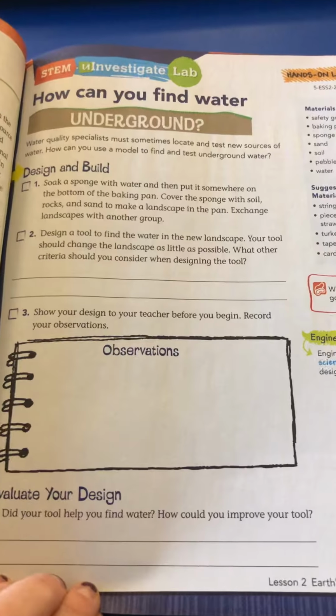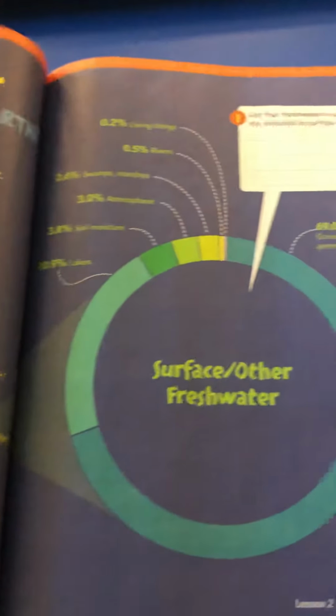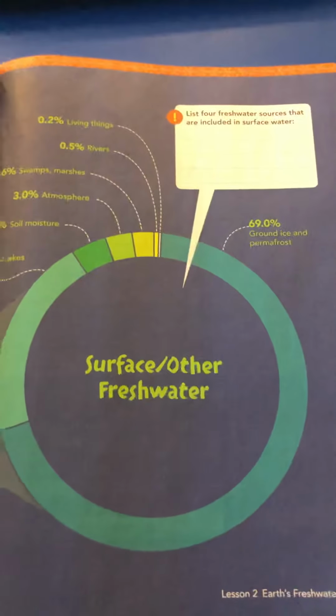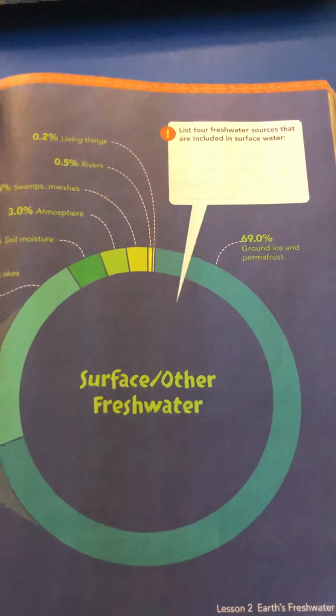Here is really another good visual of how is fresh water distributed across Earth. Okay, it shows where all the water comes from. And then a quick little activity, list 4 freshwater sources that are included in surface water.